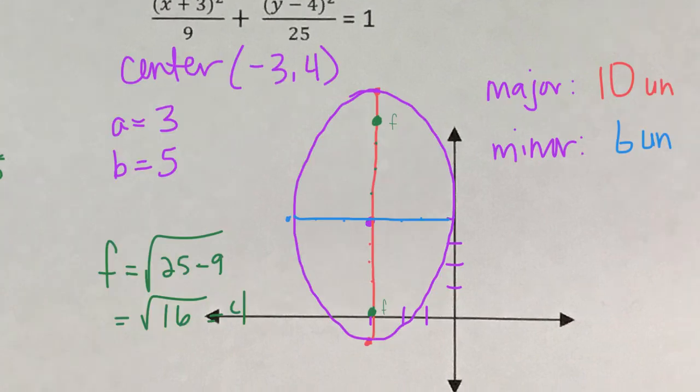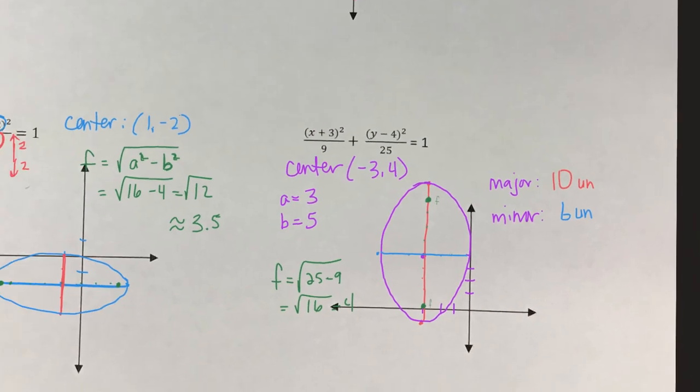Okay, so that's all of the information about this ellipse. Center at minus 3, 4, major axis length, which is 10 along your y direction, a minor axis, which is 6 in your x direction, and your foci always go along your major axis. So we're 4 units above, and we're 4 units below the center for this particular ellipse.